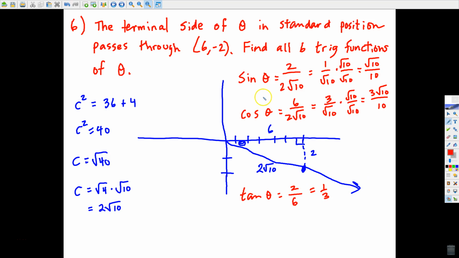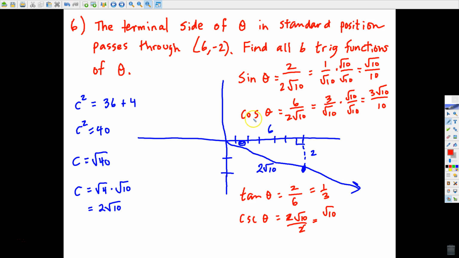All right, so now we'll work on the reciprocals. So the reciprocal of sine is cosecant. And if we know sine, we can just take that and flip it over. So you might want to just take this initial one, flip it over, and it would look like this. And then the 2's cancel, and you just have the square root of 10.